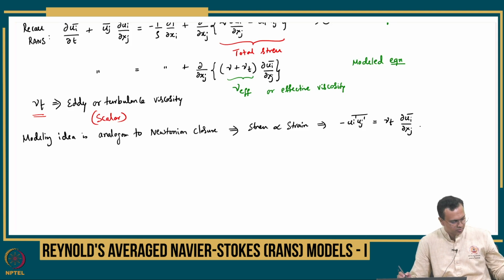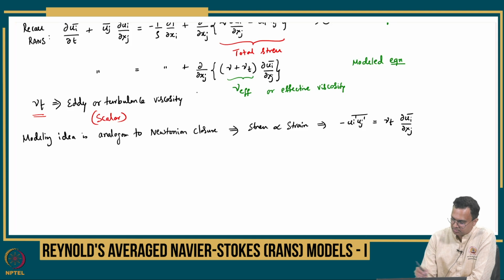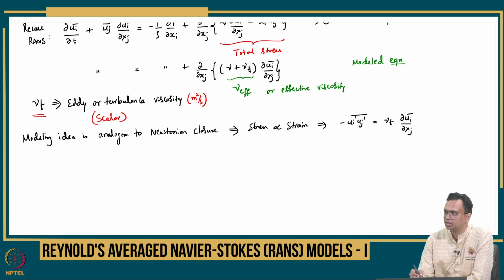Nu t, dimensionally, should be meter square per second, because there must be dimensional consistency between nu and nu t when it is modeled like this. So it will have the same dimensions as a viscosity, but its effect is not like a viscosity here. But this is not the general expression that we are using here.